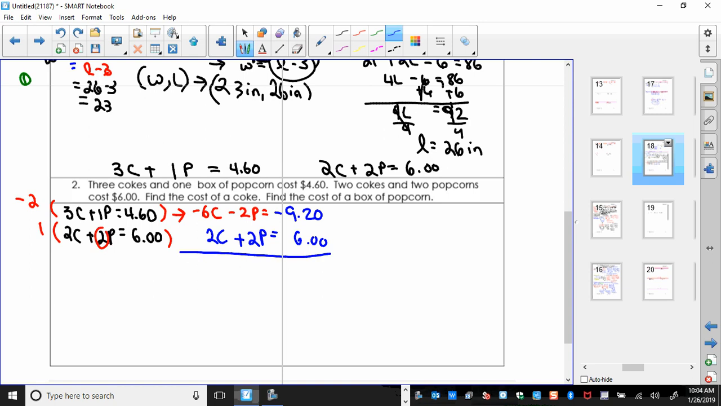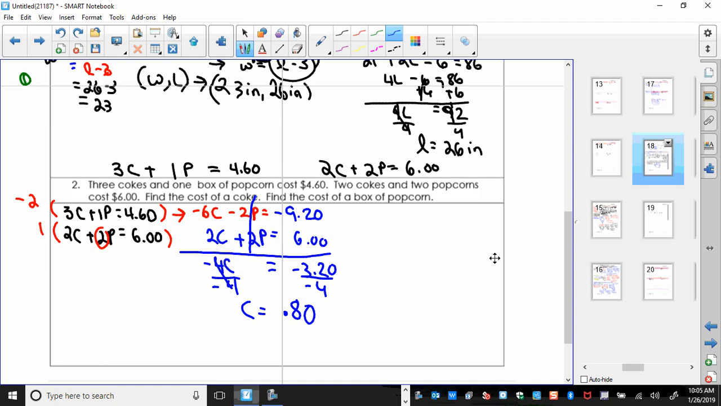Now I'm going through the process of elimination. Negative 6 plus 2 C's is negative 4 C's. This goes away, equals negative 320. Divide both sides by negative 4. C equals 80 cents.